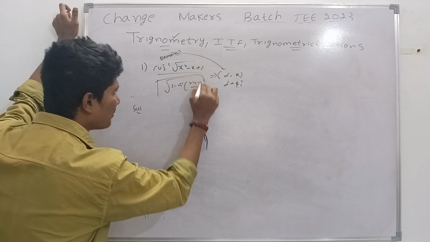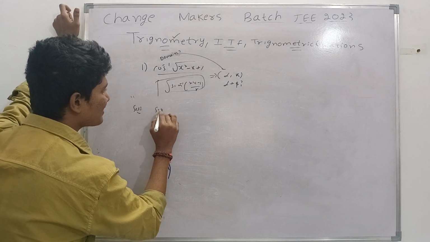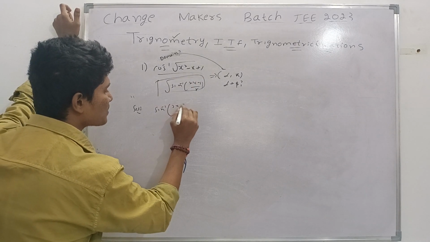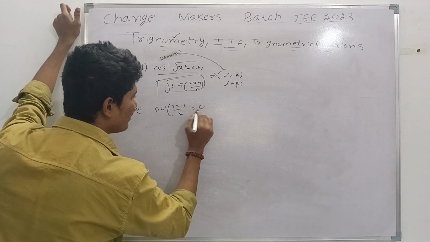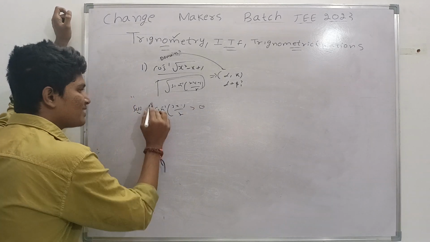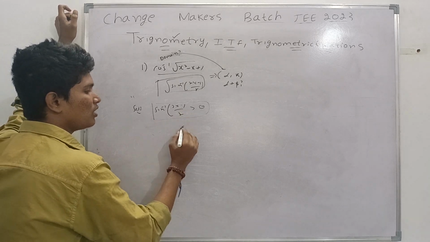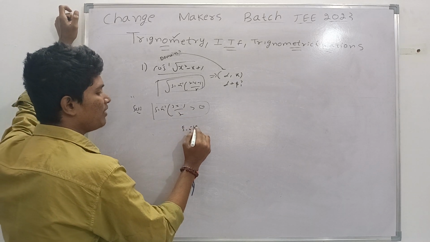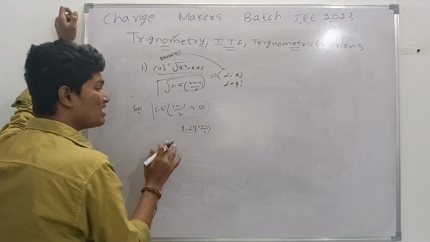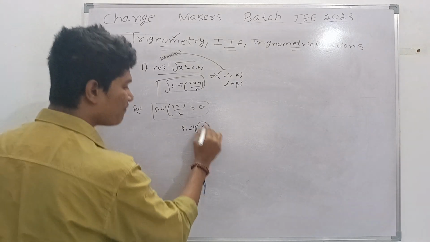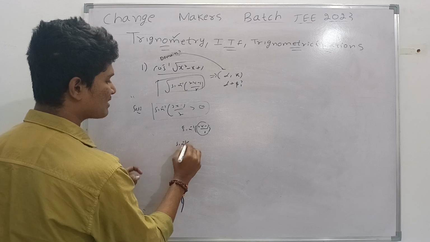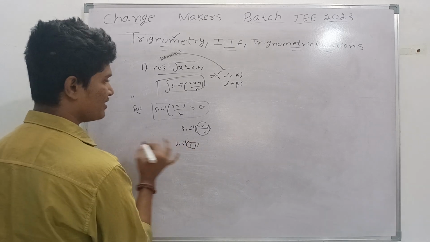The denominator should not be negative, no? So the first and foremost thing is that sin inverse of (2x minus 1) divided by 2 should always be greater than 0. If we take sin inverse of a box, what is the range of the inside function?